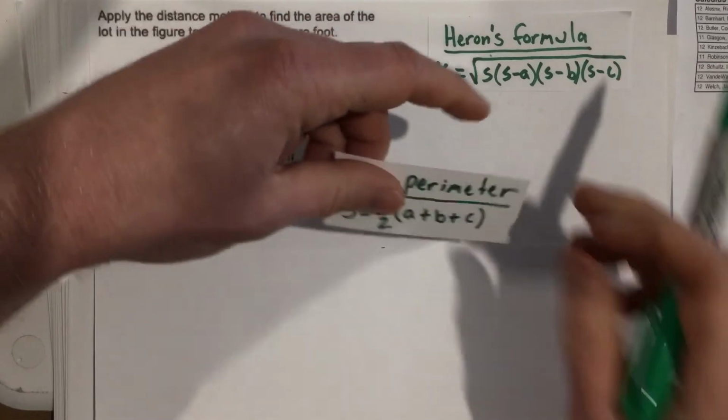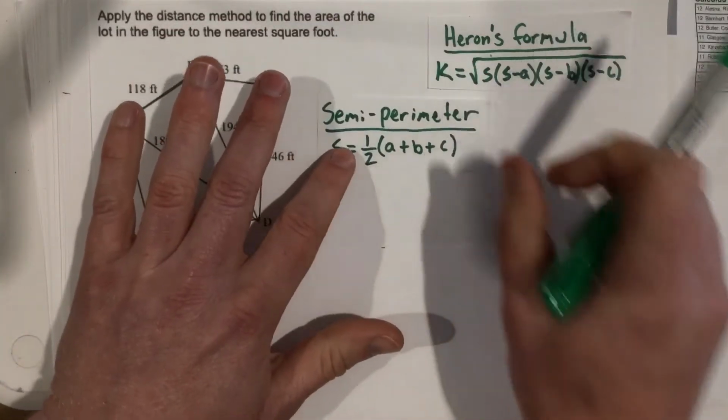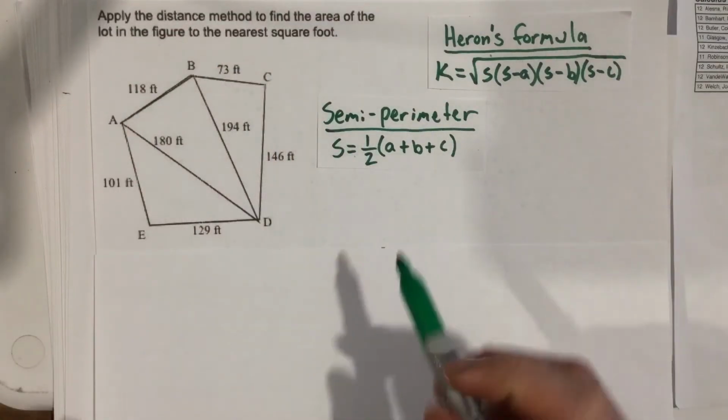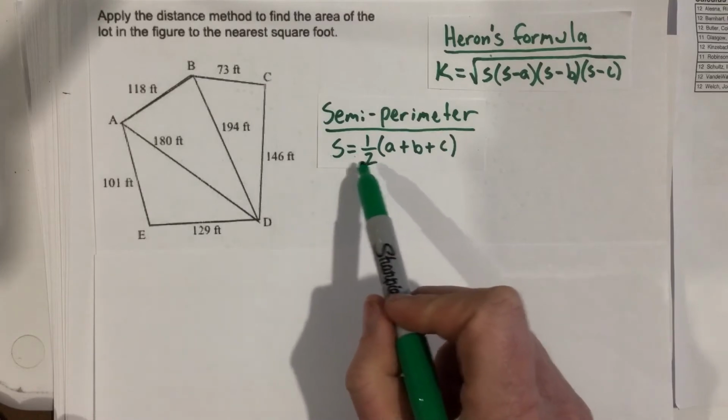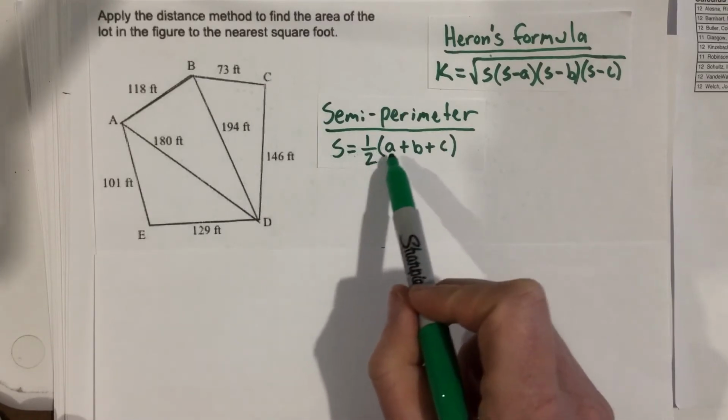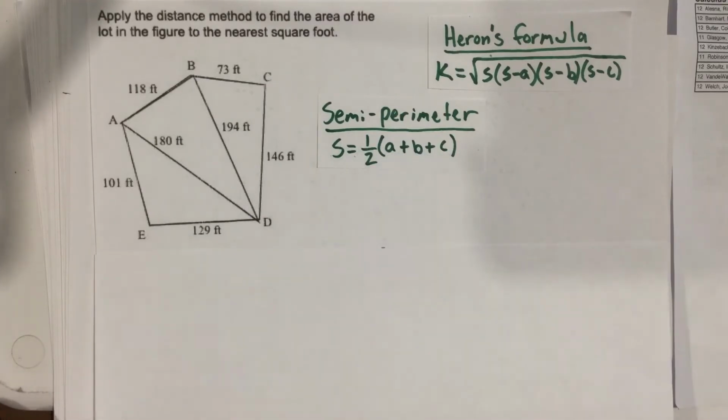So then we need to bring in, what is S? Well, S was the semi-perimeter, I said. Well, you can come up with the semi-perimeter using S equals 1/2 (A plus B plus C). So what we need to do is go through and find the semi-perimeters for each triangle. Well, let's go ahead and do that.